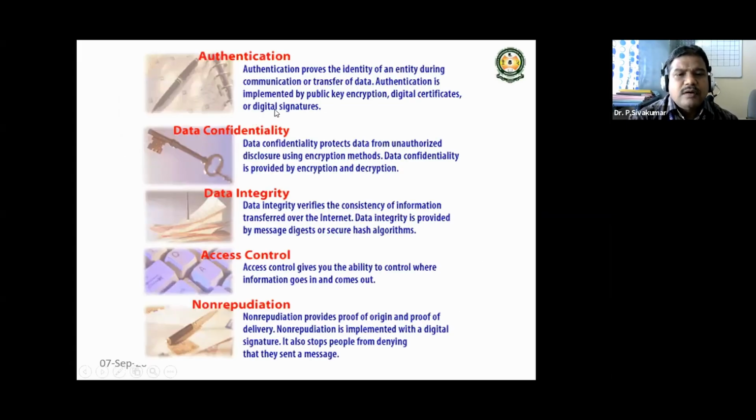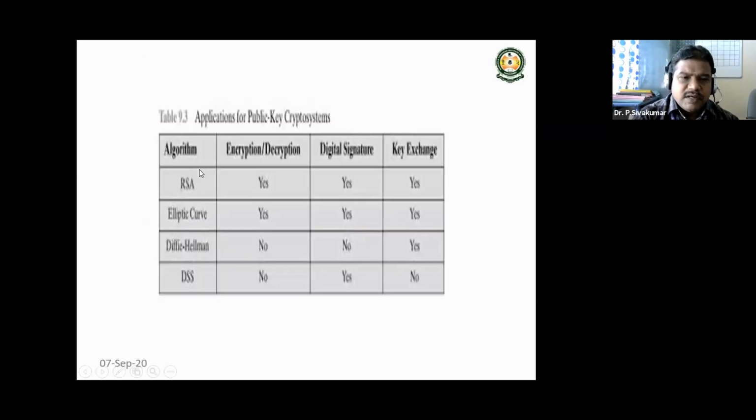So before going to the RSA algorithm, once again review the concepts of authentication, data confidentiality, data integrity, access control, and non-repudiation, because public key cryptography provides services of non-repudiation, integrity, confidentiality, and authentication. Now we can go to the application of the public key RSA algorithm.